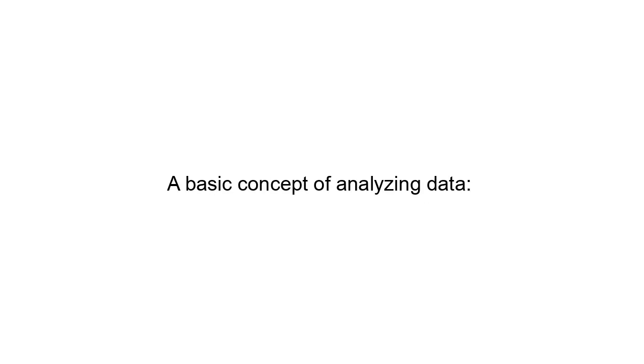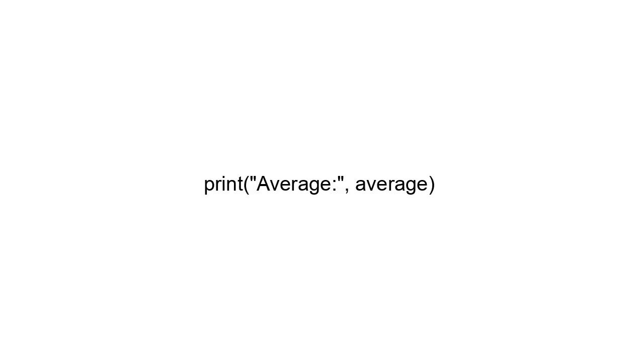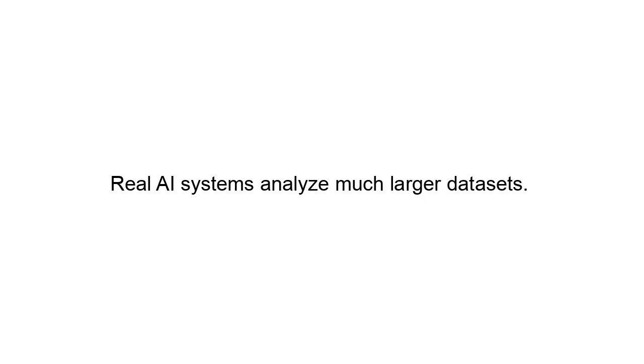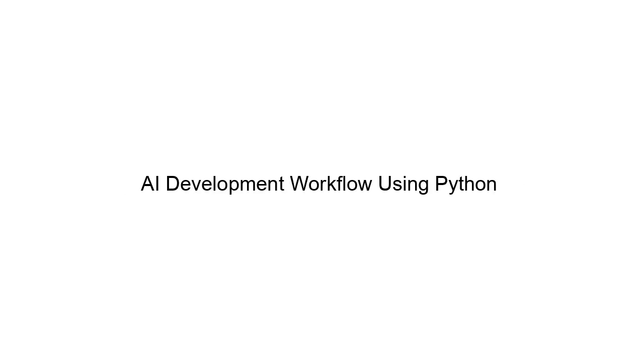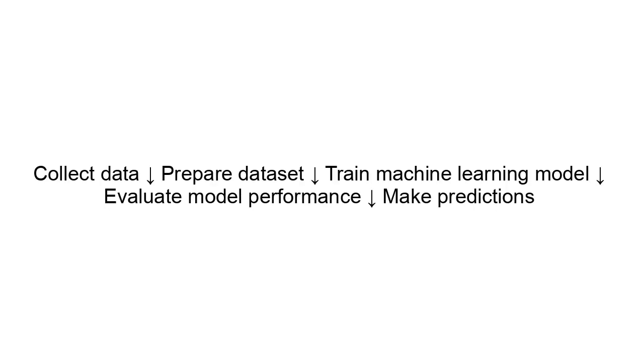Example. Simple AI idea in Python. A basic concept of analyzing data. numbers = [10, 20, 30, 40], average = sum(numbers) / len(numbers), print("Average:", average). Output: Average: 25. Although simple, this example shows how programs process data to generate results. Real AI systems analyze much larger datasets.